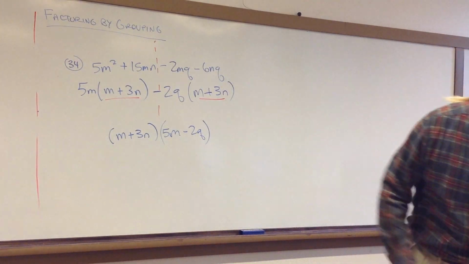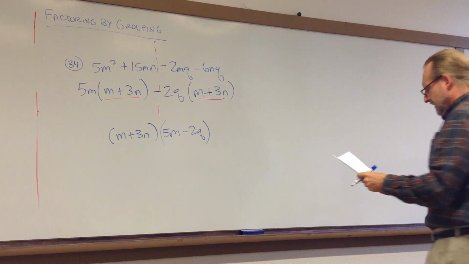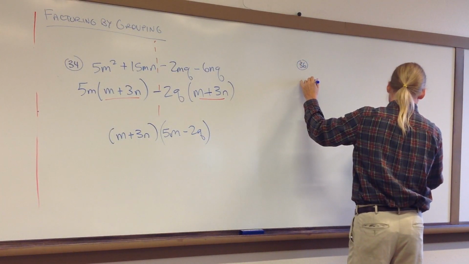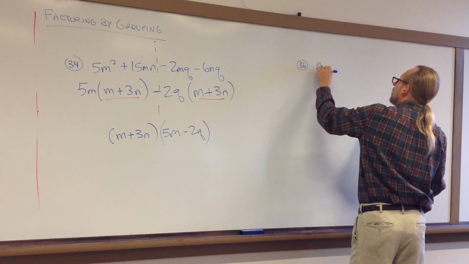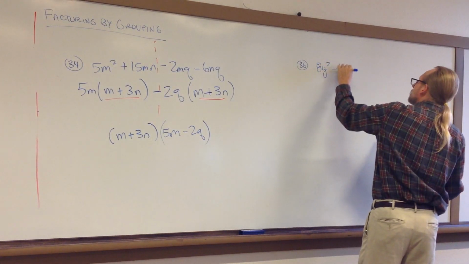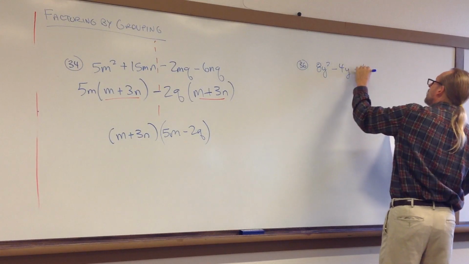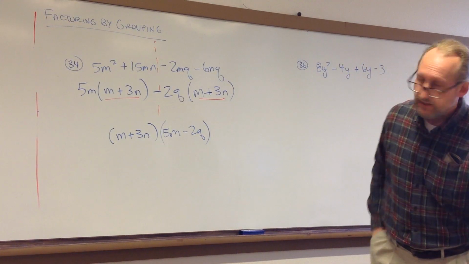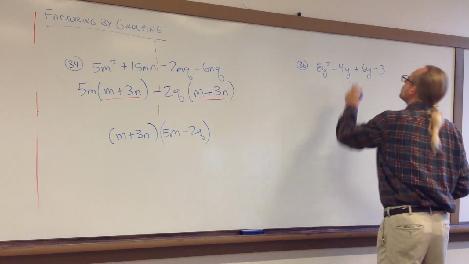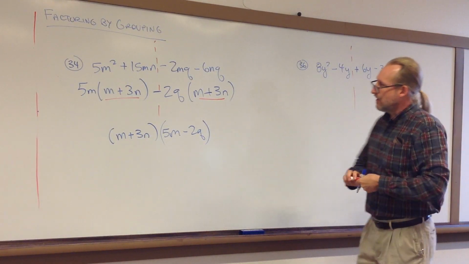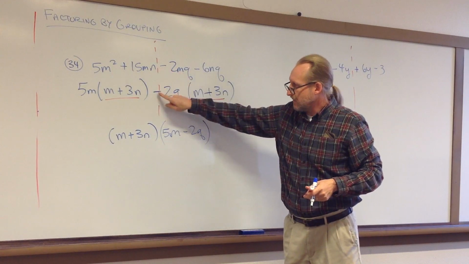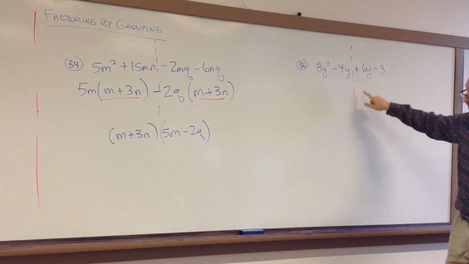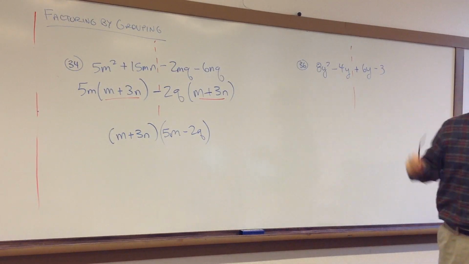Now 36 goes back and has a plus sign there. So let's take a look at that one. And that is 8y squared minus 4y plus 6y minus 3. And again, the key to making that decision is when you split this in half here, if there's a minus sign, then you'll probably have a minus sign in those places. If there's a plus sign, then it'll be plus in those places.